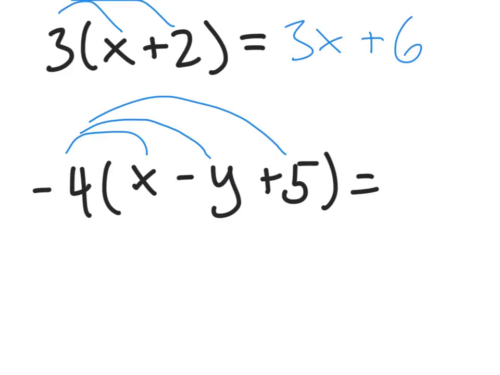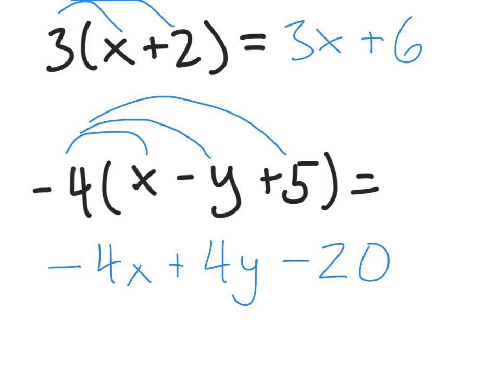So negative 4 times x is negative 4x. Negative 4 times negative y will be a plus 4y. Remember, a negative times a negative is a positive. And negative 4 times 5, positive 5, will be a negative 20. Again, this is our answer because there are no like terms. We have x's, y's, and numbers, and none of those are alike.